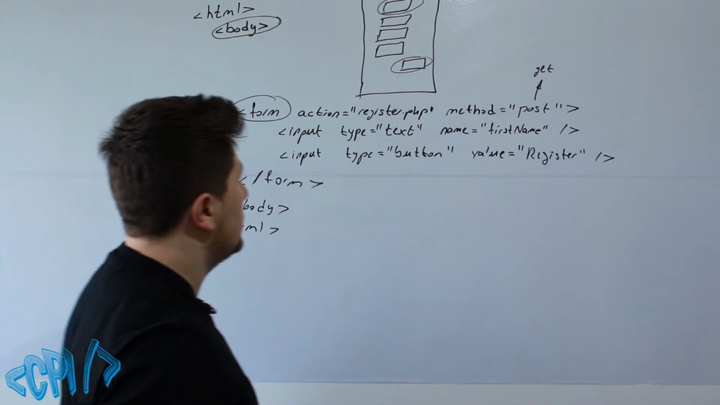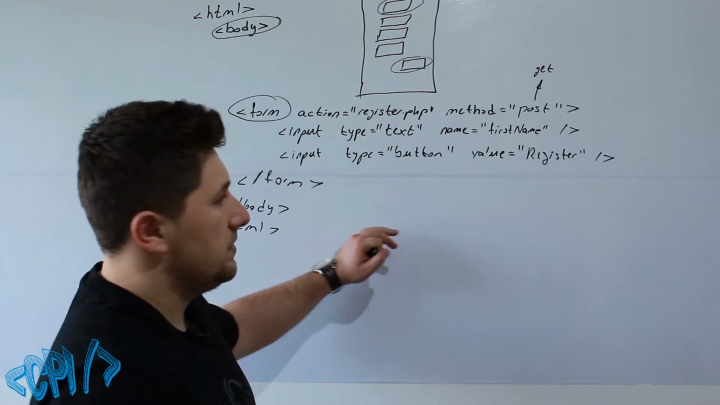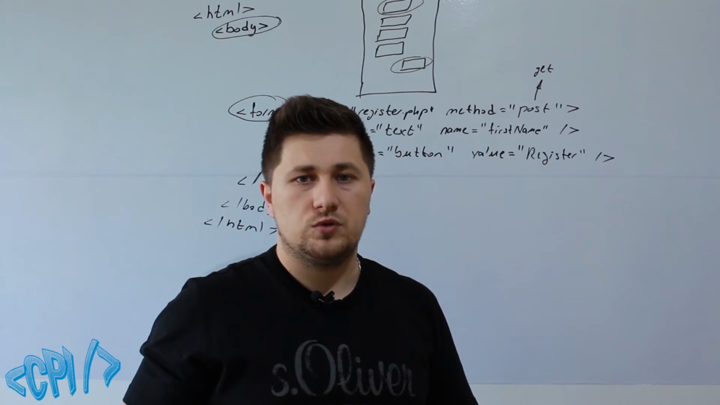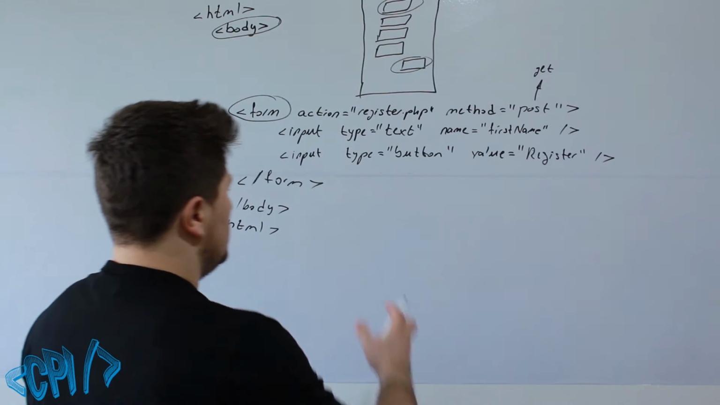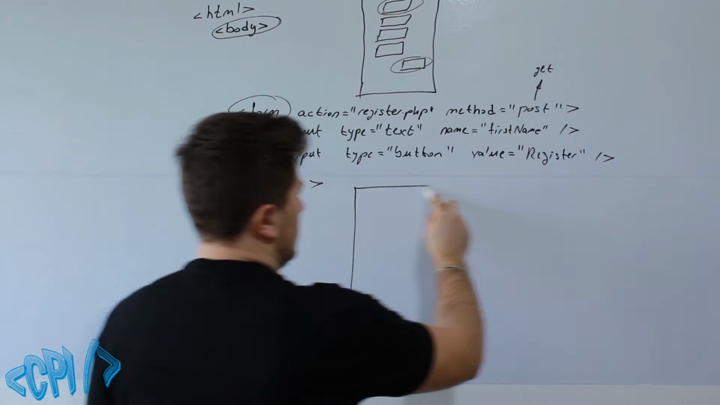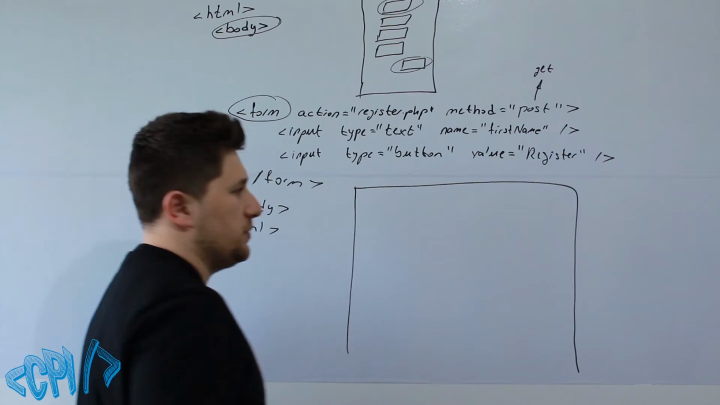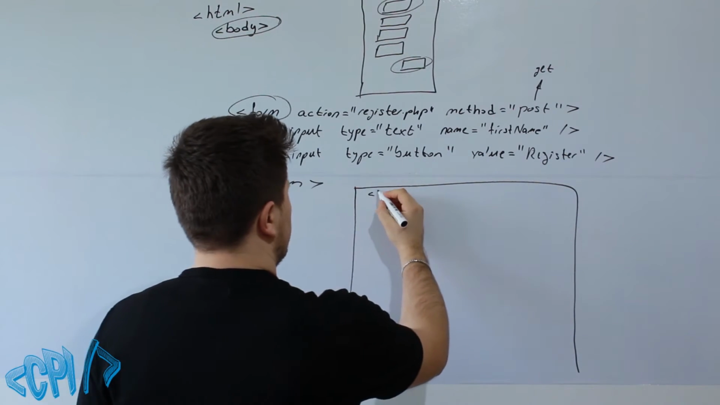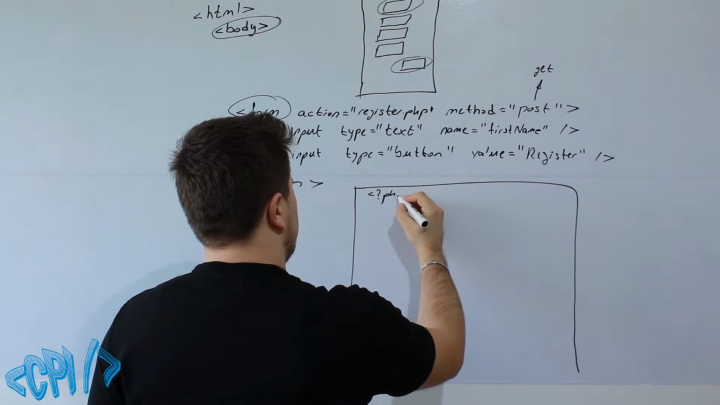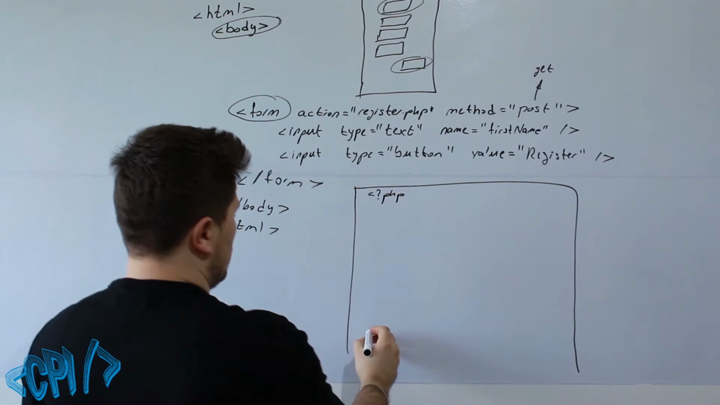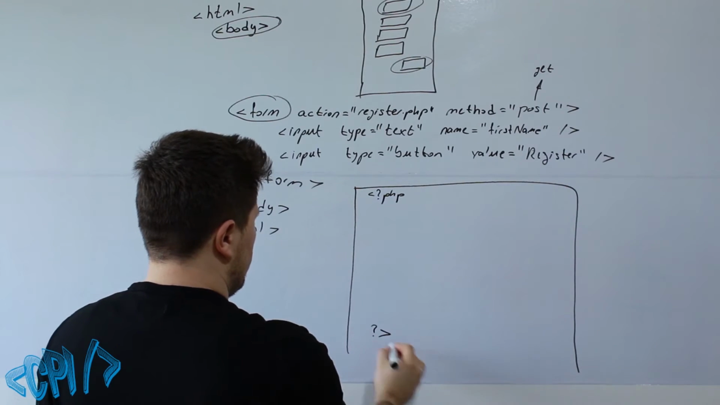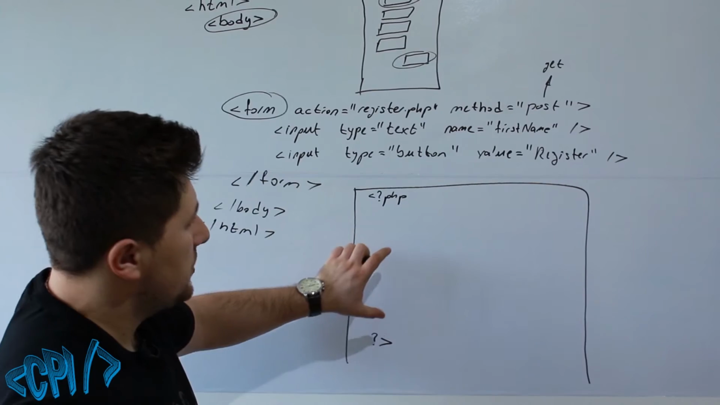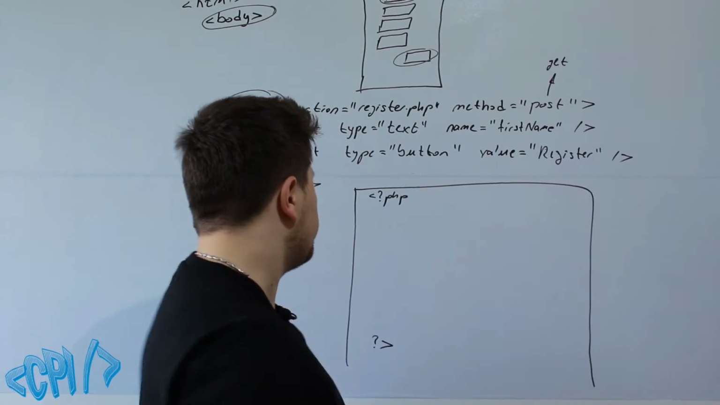Pretty simple, right? Okay, now I'm going to show you how in PHP we are going to accept all this information so we later can save it to the database. So let's say this here is part of the PHP file. So first we need to define file as PHP, and we need to close it. So let's say here, okay, everything between those two will be represented as PHP code.